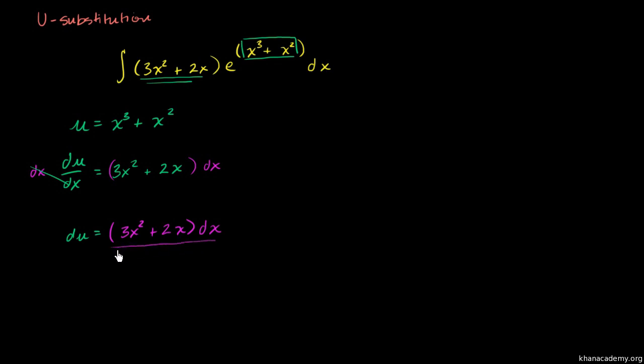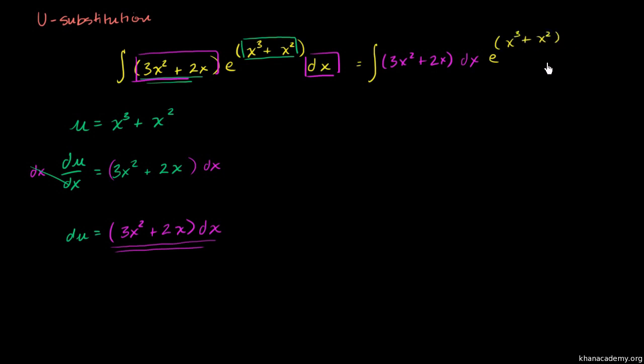Now, why did I go through the trouble of doing that? Well, we have a 3x squared plus 2x, and then it's being multiplied by a dx right over here. I could rewrite this original integral as the integral of 3x squared plus 2x times dx times e to the x to the third plus x squared. Now, what's interesting about this? Well, the stuff that I have in magenta here is exactly equal to du.